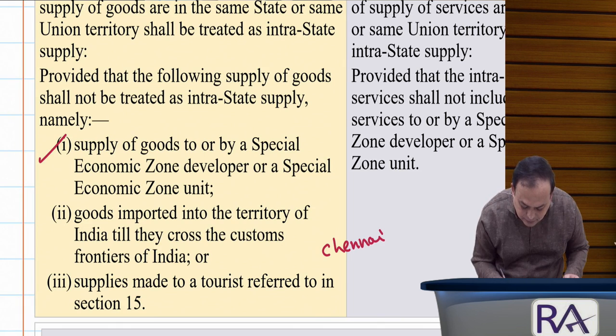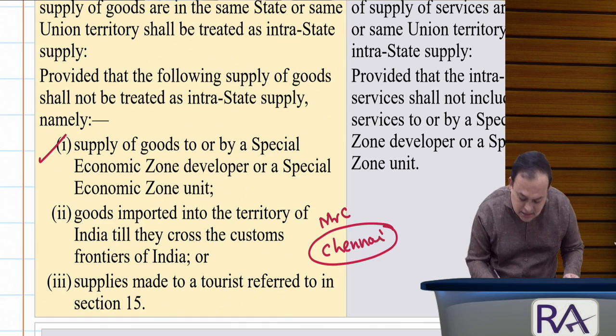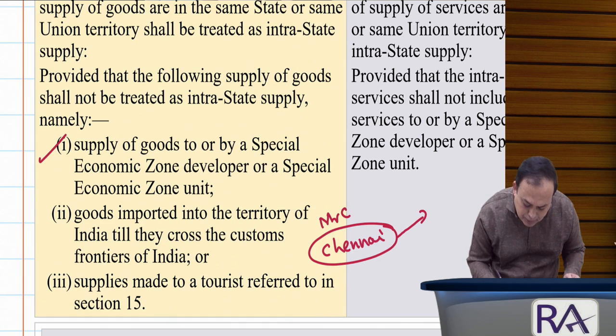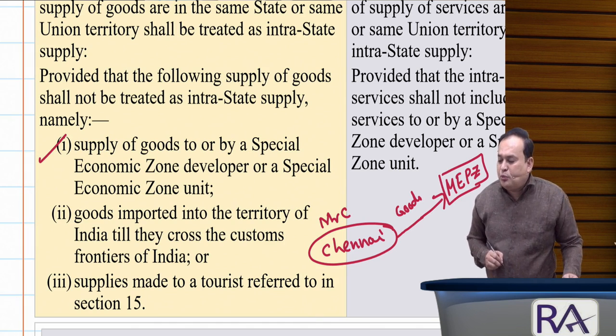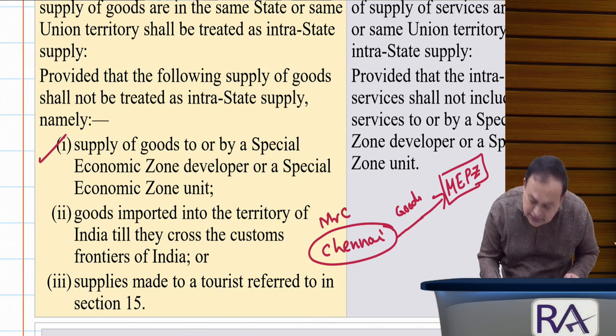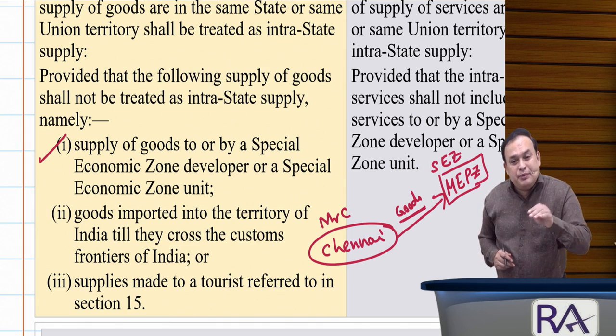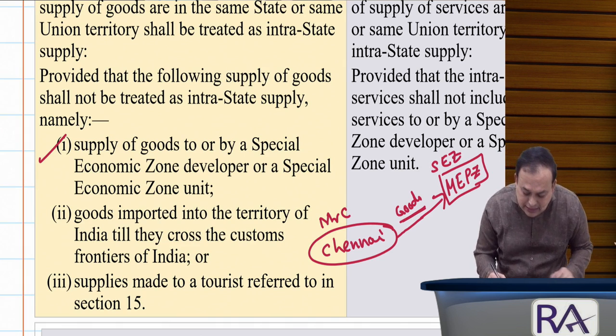Chennai. One Mr. C of Chennai supplied goods, let us say, to MEPS. You are aware of that? Madras Export Processing Zone is called MEPS, which is none other than a Special Economic Zone. The goods are supplied to the Special Economic Zone, which is also in Chennai.